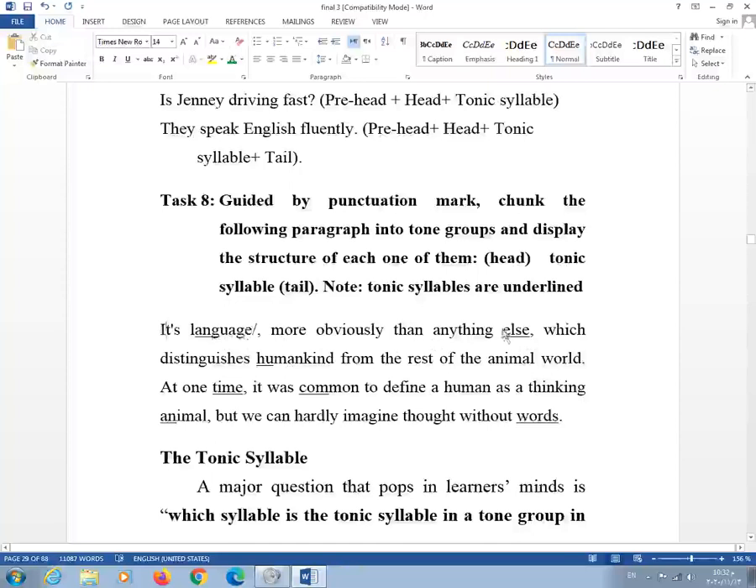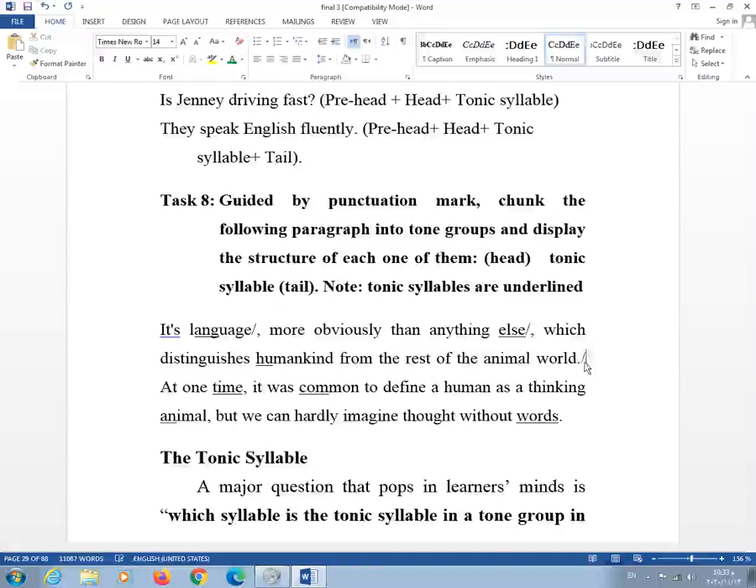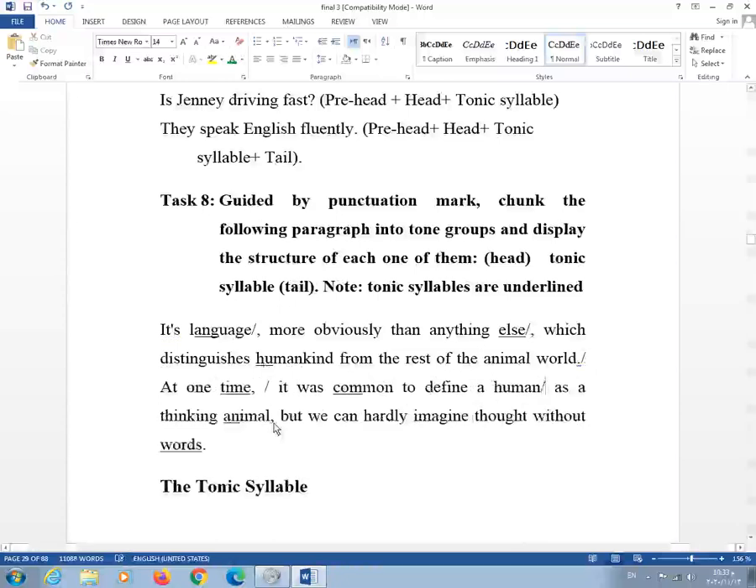Okay, "more obviously than anything else": from "more" until "else", these words represent the head, which distinguishes humankind from the rest of the animal world, and so on. What's the tonic syllable here? "Humankind". This is a tone group, and then we go on. It was common to define a human as a thinking animal. All the underlined syllables are the tonic syllables, but we can hardly imagine thought without words. One tone group, as you see.